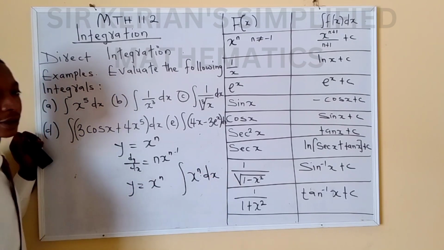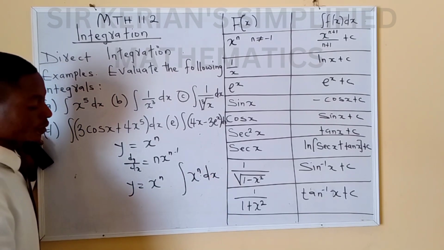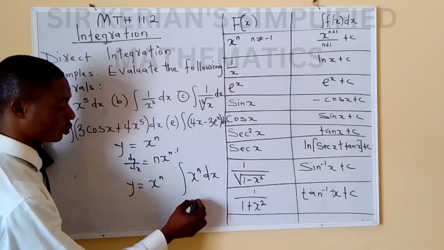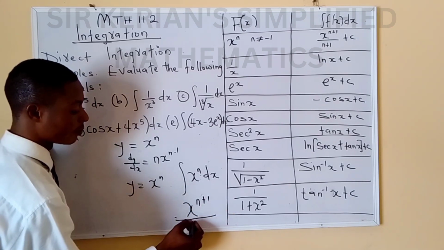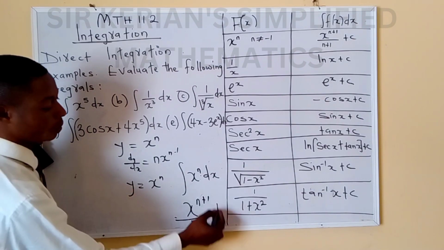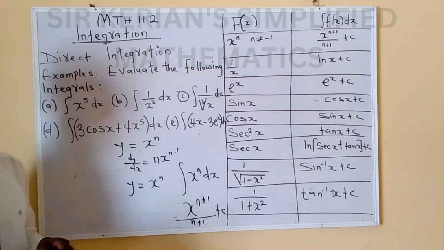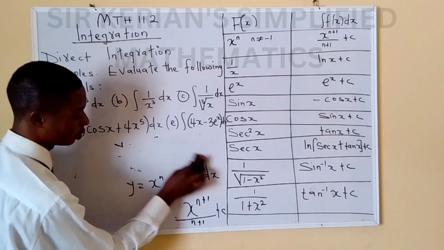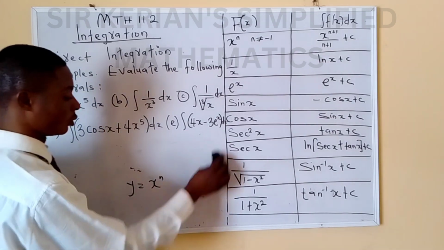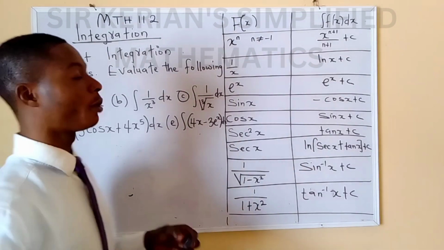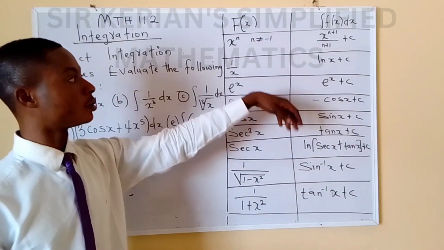To integrate x^n with respect to x, what you do is you add 1 to the power. The power is n plus 1. Then you divide it by that n plus 1, plus c, where c is the constant. That is the major work that we do in integration. It's not a difficult work. It's a very simple work. To help us go faster is this table.